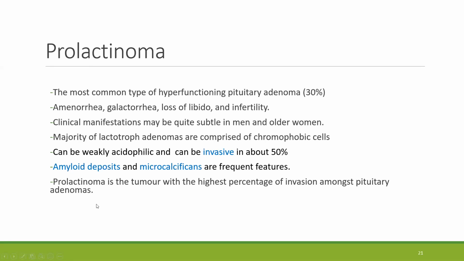Common features in prolactinoma are amyloid-like material deposition and microcalcification. So microcalcification and amyloid deposition are commonly seen in the prolactinoma or prolactin-producing adenoma. So we have some important characteristics in prolactinoma. The most common one that causes invasion or invasive adenoma, amyloid-like material deposition, calcification, all of these are features of prolactinoma.